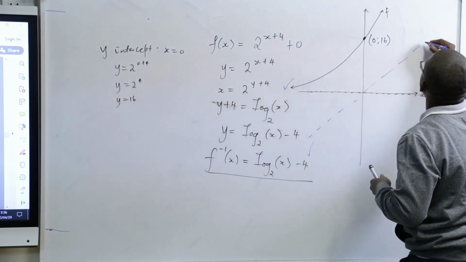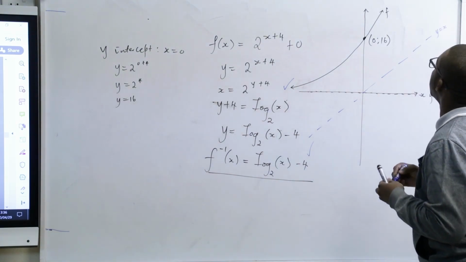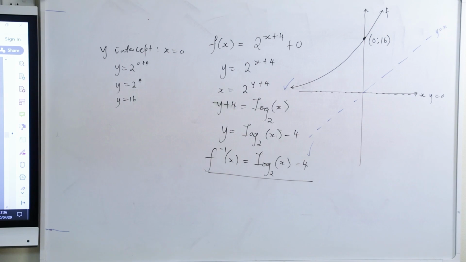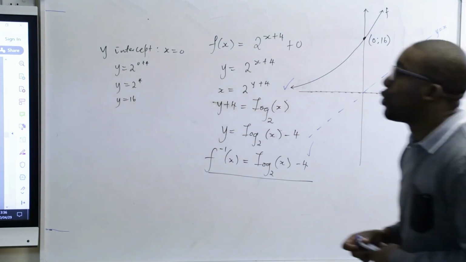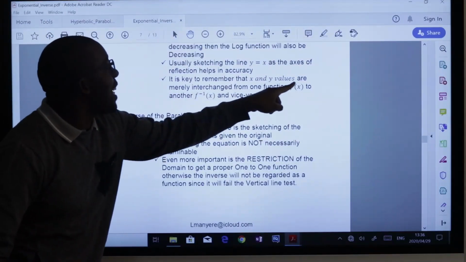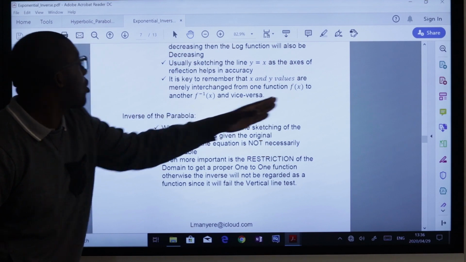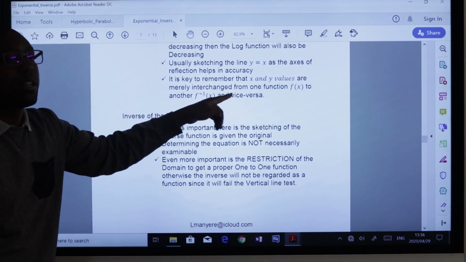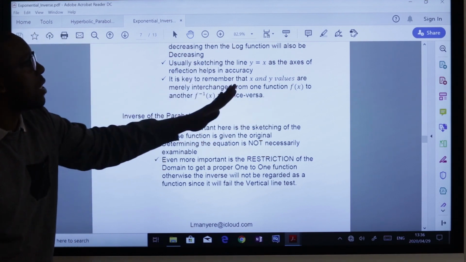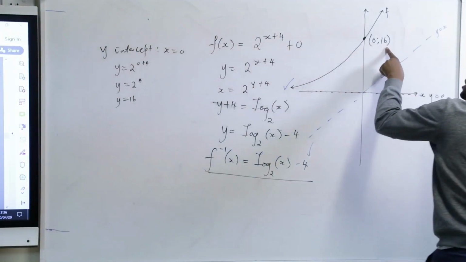It goes through the origin. Y is equals to x. Then all you do is remember that x and y values are merely interchanged from one function f of x to another function f to the minus 1 of x and vice versa. So we have one point. That one point was 0 and 16.